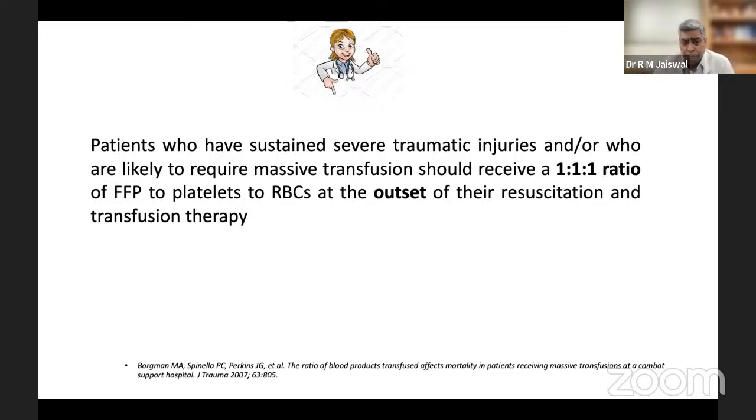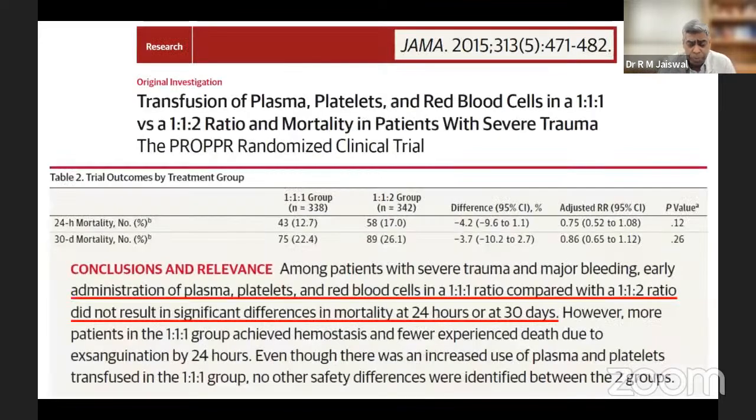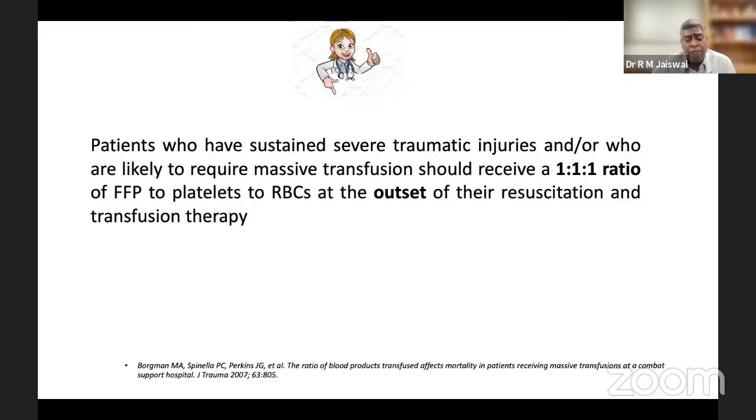And if required, we can give 1 cryo after correction, because it is a normal protocol of 1:1:1:1. But if the fibrinogen is more than 150, you can omit cryo, and after 1:1:1 in 10 packs, you can give at least 5 to 6 cryo in that ratio.